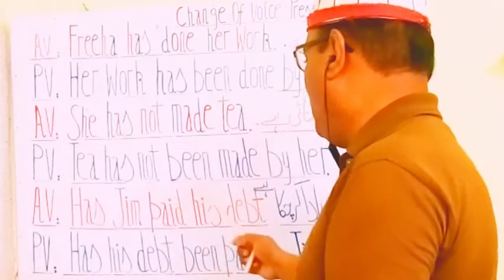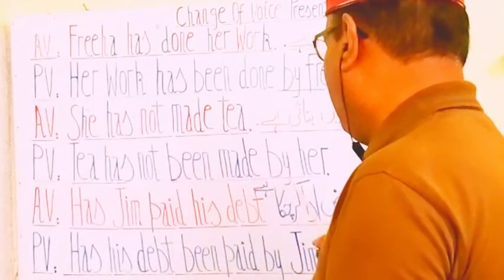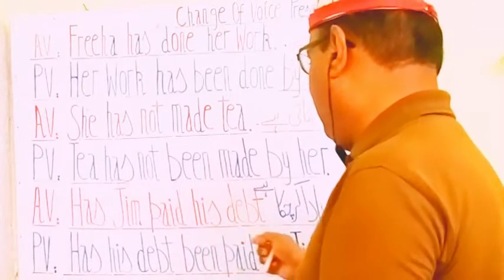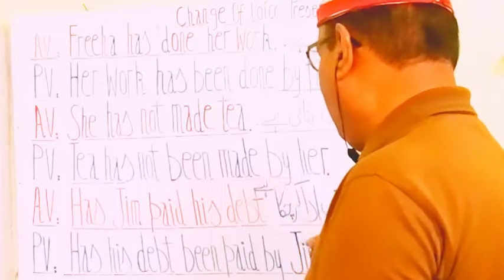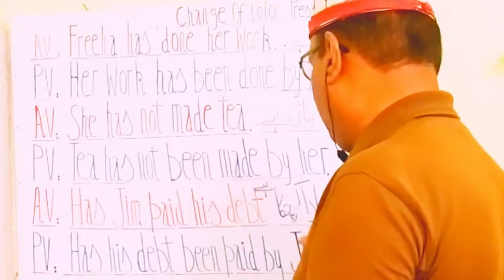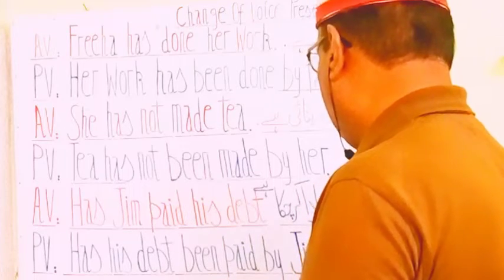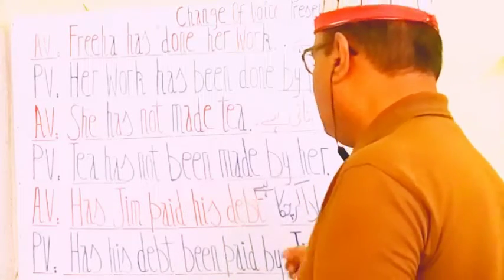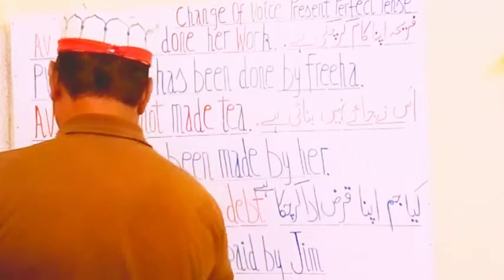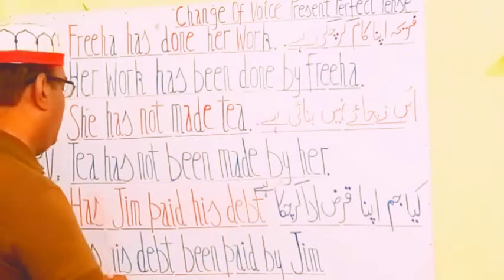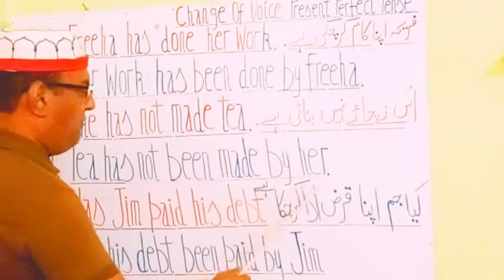So tea has not been made. Now connector by, we have to add by in all passive statements. So we will add by after the third form of verb. After writing by we will write down object, that is her. So here see, let's read this new statement in passive. Tea has not been made by her.